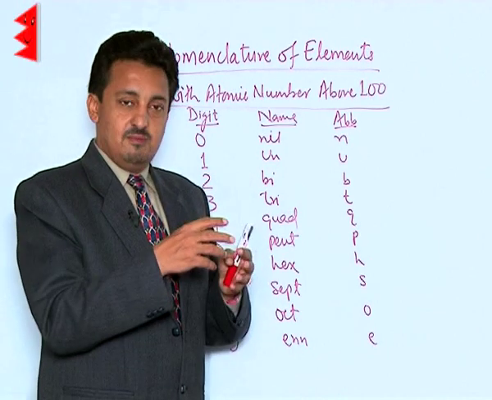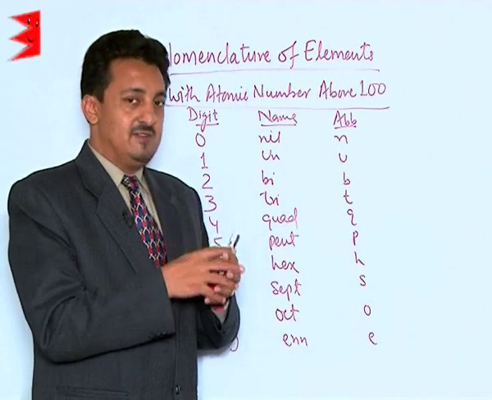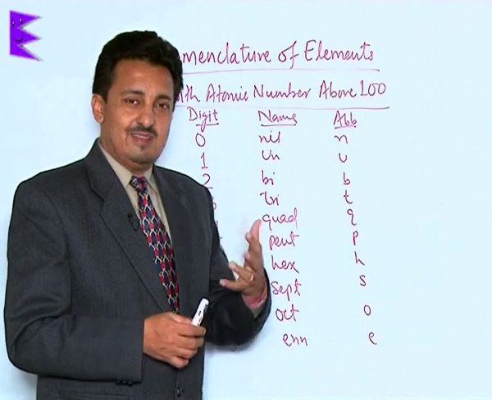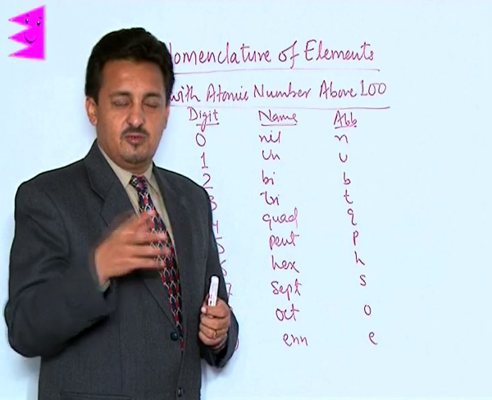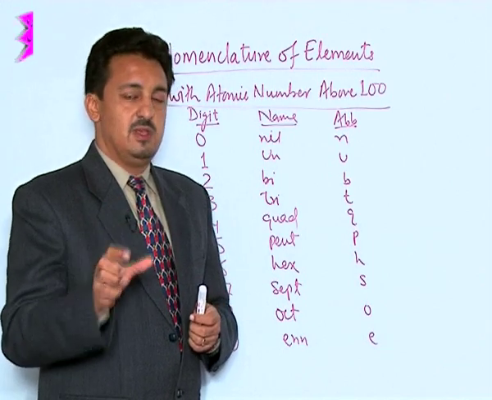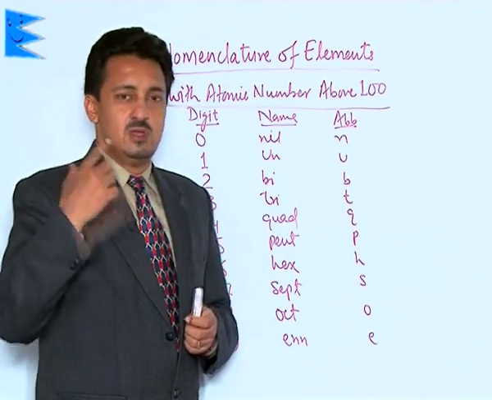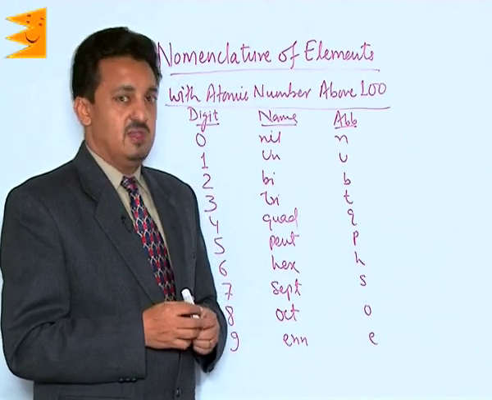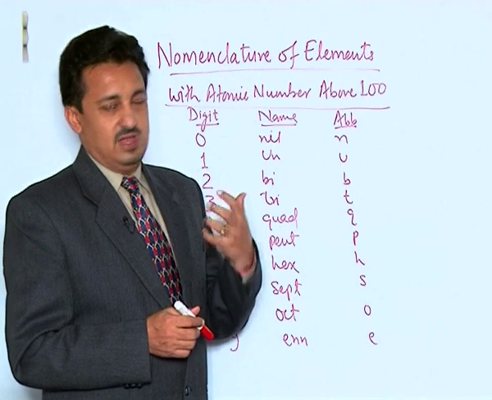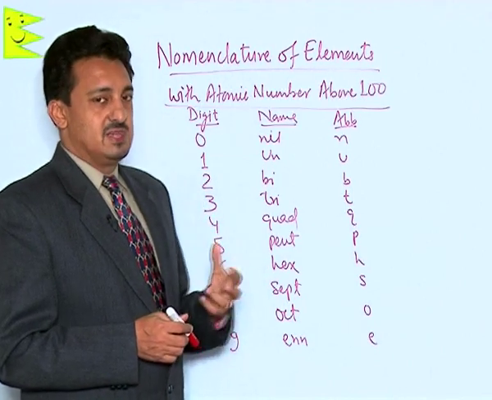Now, because of radioactivity, many elements were discovered simultaneously in different parts of the world, so they might be named after different people. So IUPAC came out with its own uniform system of nomenclature for elements with atomic number more than 100. Now the system is like this.